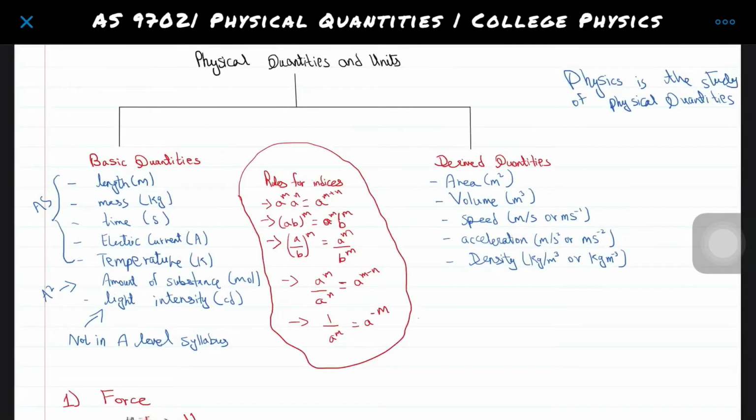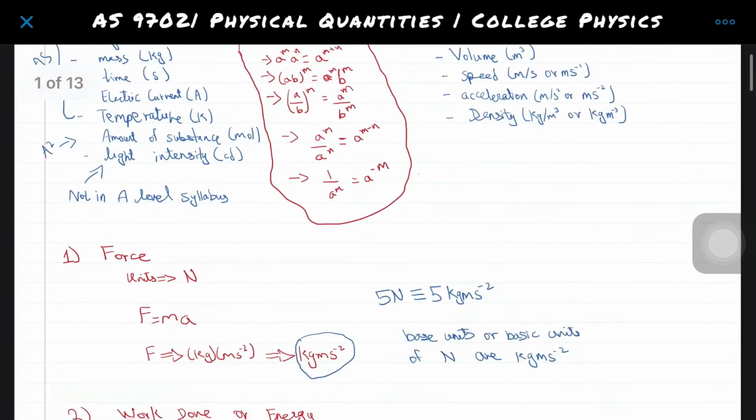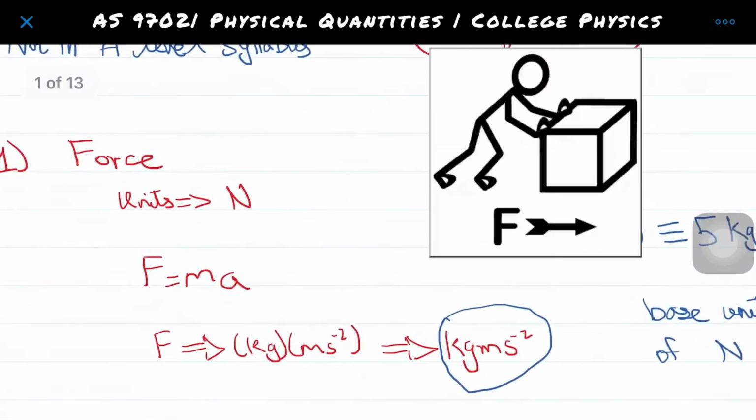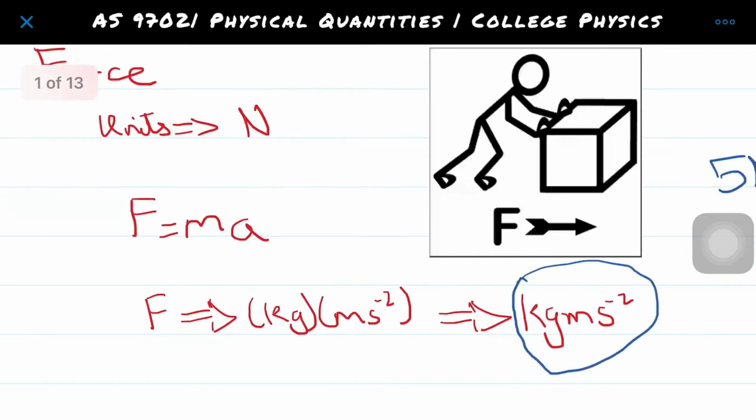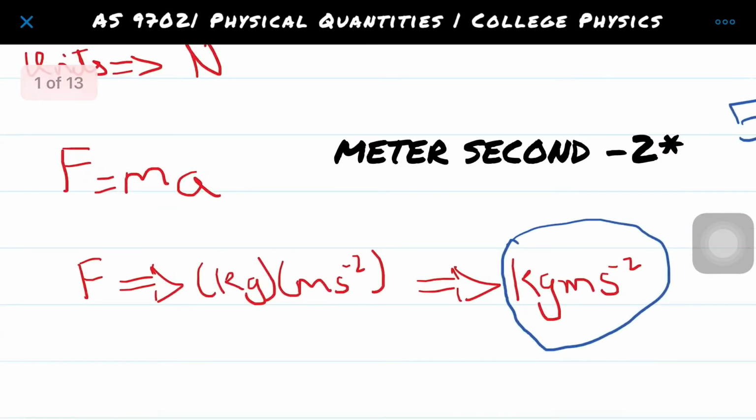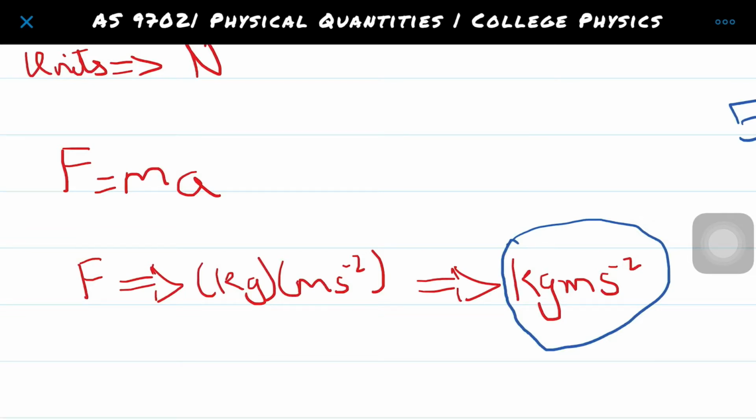Now we'll learn how to derive some quantities from the physical quantities they're composed of. So the first one is force. The unit of force is the newton, and the formula of force is equal to mass times acceleration, right? We know that mass has the unit of kilograms and acceleration has the unit m s^-2, right? So basically when we multiply both of these, it's going to become kg m s^-2. So basically 1 newton would be equal to 1 kg m s^-2. The base units of the newton are kg m s^-2.